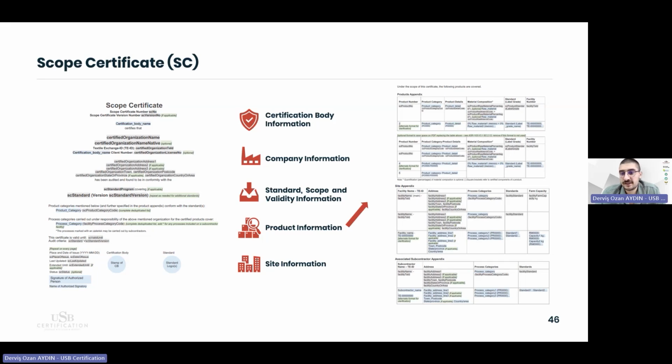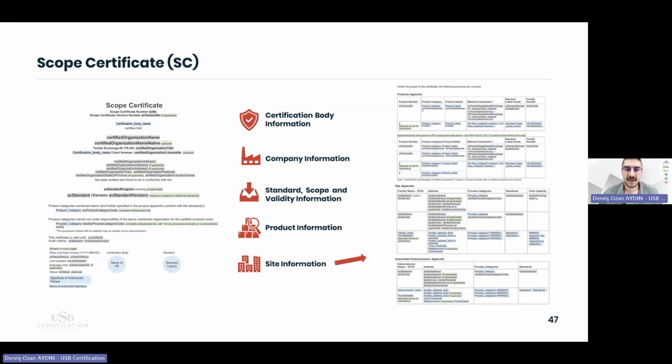So about the product information that we talked about in the previous slides, the product details, product categories, which can be t-shirts, sweatshirts, or women's clothing, men's clothing. It can be general details, and also the ratios of the certified material, certified content, and non-certified content should be mentioned in the scope certificates.